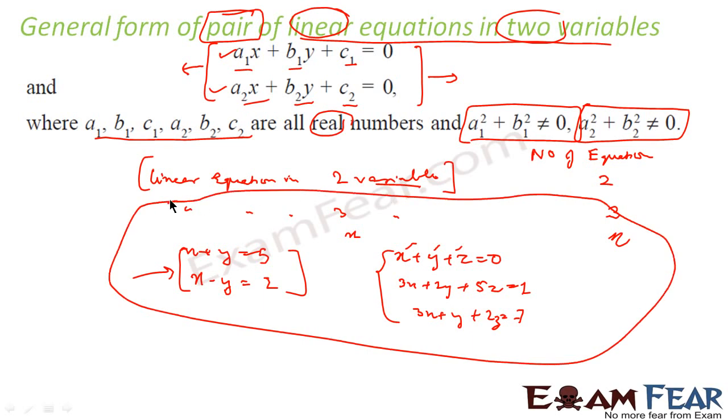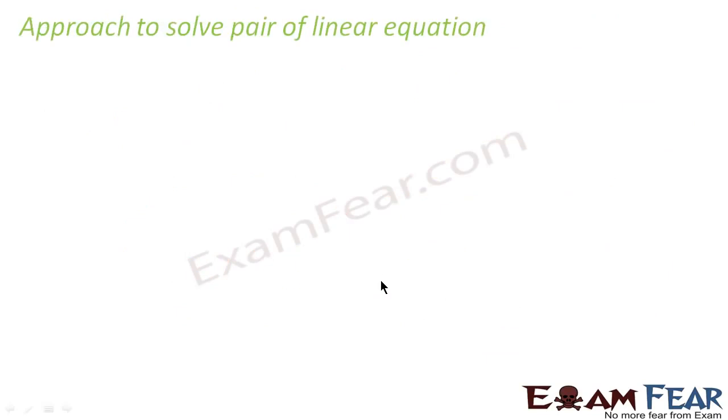We are concerned only about linear equation in two variables. That's why, as per the rule, if you want to solve a linear equation of two variables, you need two equations to solve it. As I explained just now, that means we need a pair of linear equations in two variables. So everywhere in this chapter, you will be talking about pair of linear equations in two variables. Since it is a two variable equation, we need at least two equations like this to solve it. Correct? So we are always talking about a pair of linear equations of two variables. Correct? Now, the approach to solve a pair of linear equations.